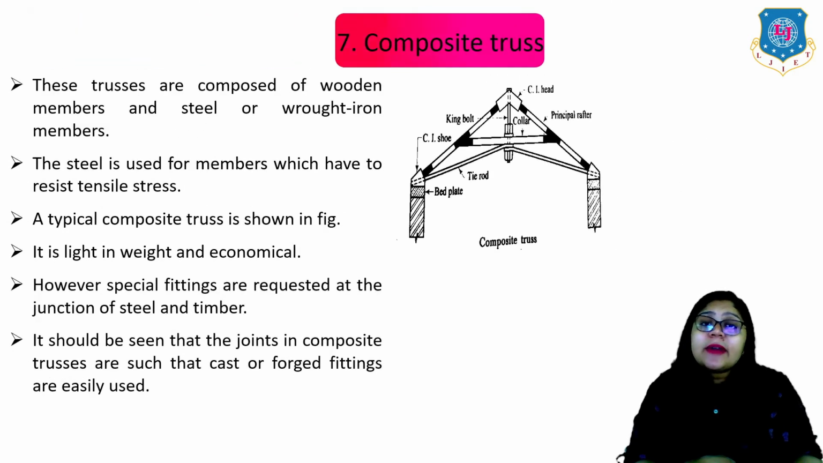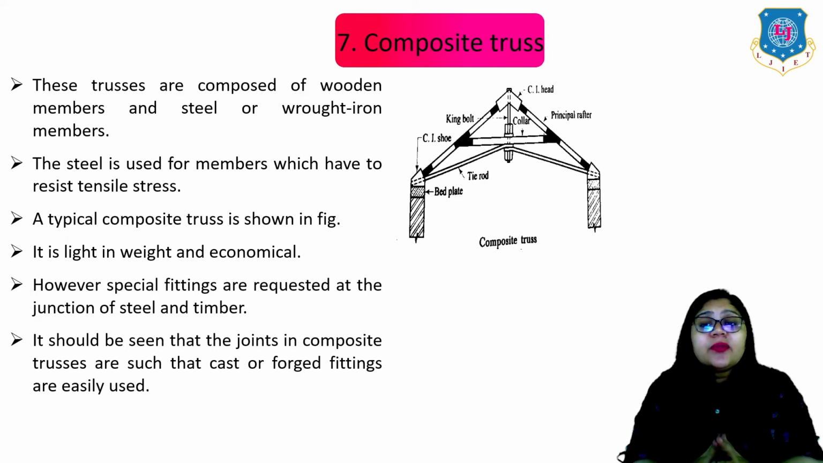Now let us move to the seventh one, composite truss. These trusses are composed of wooden members as well as steel or some wrought iron members. The steel is used for members which have to resist tensile stress. A typical composite truss is shown in the figure. It is light in weight and economical.